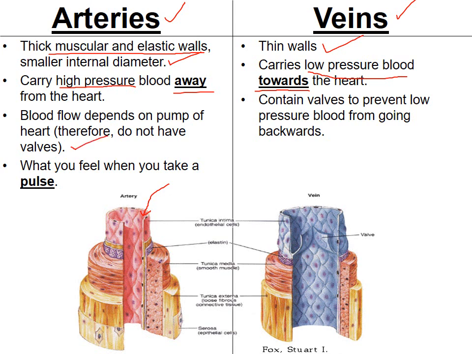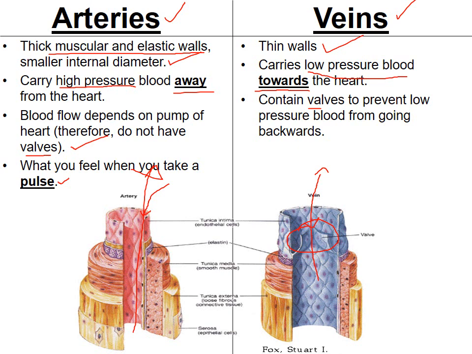And since the heart pumps that blood and it's high pressure, arteries don't need valves. They don't need little caps to prevent blood from going backwards because that pressure is strong enough to make it go in one direction. In fact, what you actually feel when you take a pulse is that high pressure blood going through arteries. So when you take a pulse, you're feeling an artery, not a vein. The veins, because their blood is low pressure, they need valves. So little flaps of tissue that will prevent backflow. So if the blood goes this way at low pressure, it could go backwards, but because that flap is there, it'll prevent the blood from going backwards. Whereas these arteries don't really need that because they carry high pressure blood.